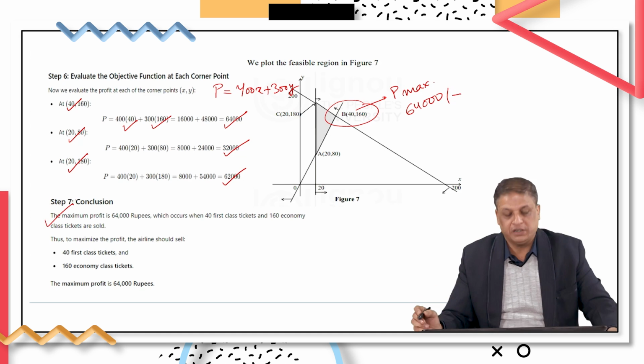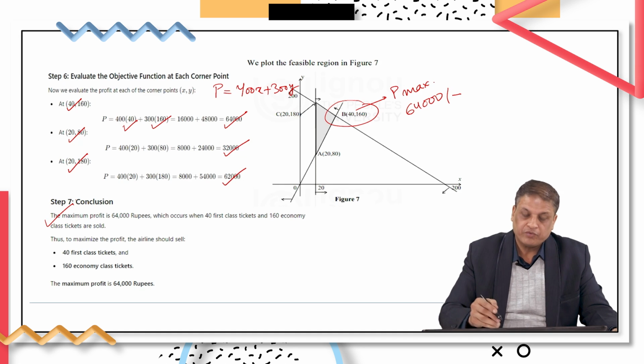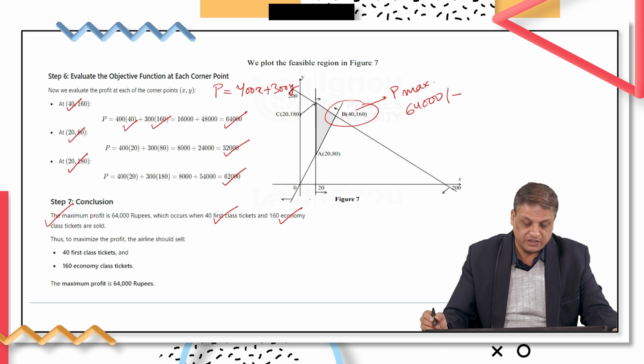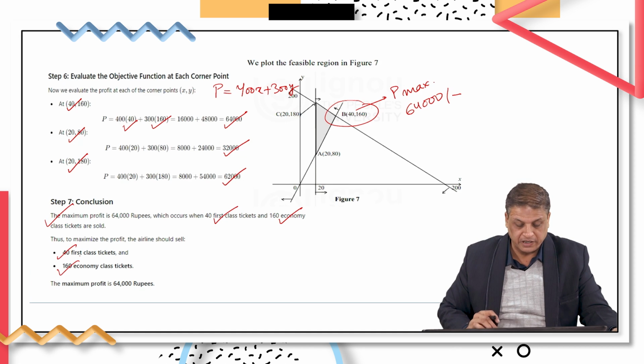So, the conclusion is that the maximum profit of 64,000 can be achieved by selling 40 first class tickets and 160 economy class tickets. So, 40 first class tickets and 160 economy class tickets lead to maximization of the profits. I hope you understand how to solve the linear programming problem in a stepwise manner.